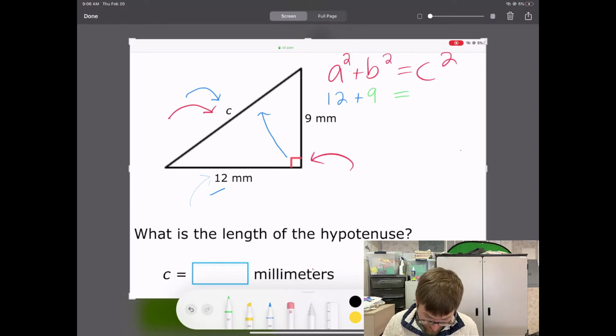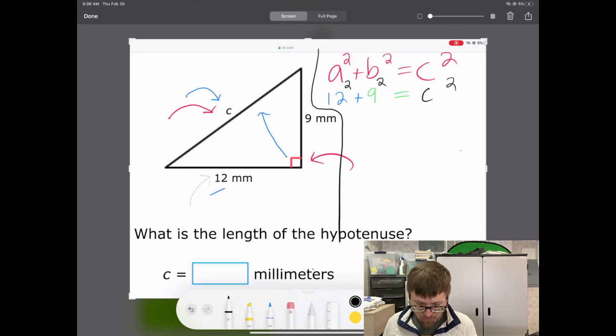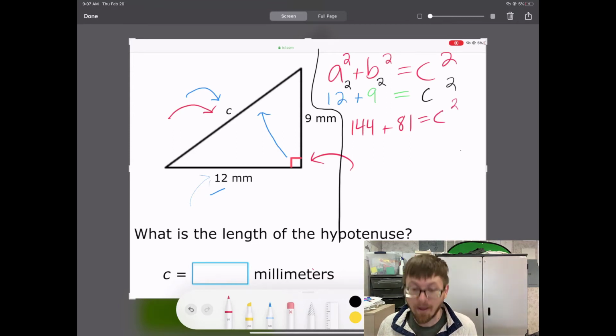And now don't forget, we have to stay true to the formula. The formula had these powers, these exponents up on the top, all right? So now with that, once you've done that, and I'll make a little line here, just to make it a little bit neater, now you can do the math, right? 12 times 12 gives you 144. Bring down your plus sign. 9 times 9 gives you 81. Bring down your equals, and then C squared, we still don't have a number for. Well, keep doing the math.